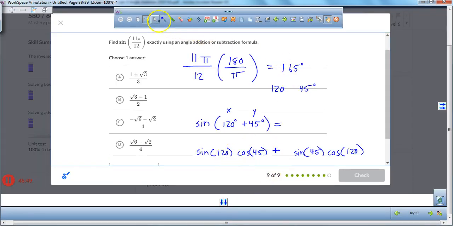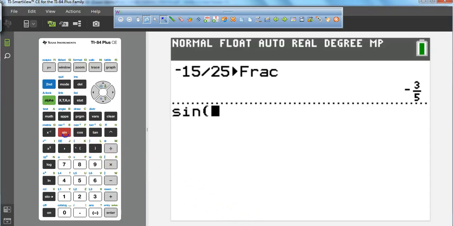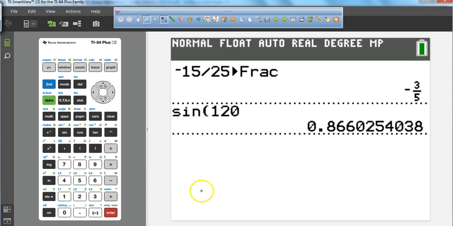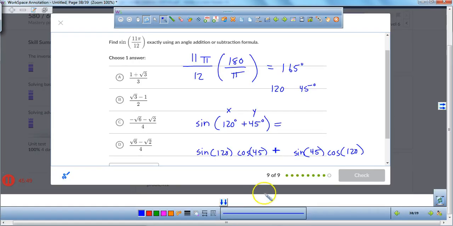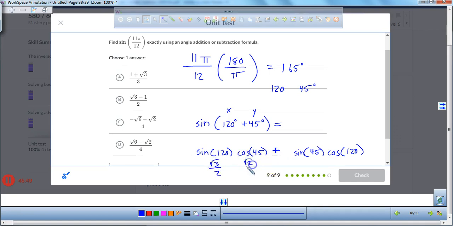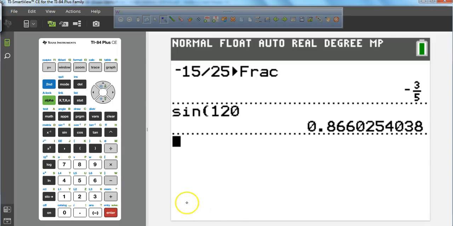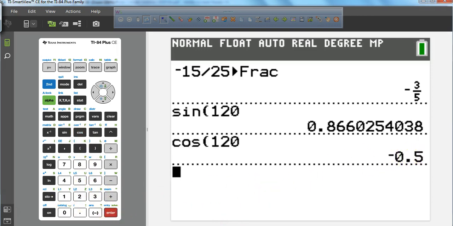All right, here we go. So what is the sine of 120? I'll just type it. Radical 3 over 2. Sweet. Sine of 120 is radical 3 over 2. Cosine of 45 is radical 2 over 2. What's the sine of 45? Radical 2 over 2. What's the cosine of 120? Well, that's going to be negative 1/2, but I'll go and type it in. Cosine 120, negative 1/2. There you go.